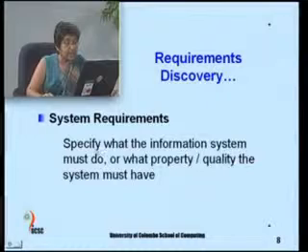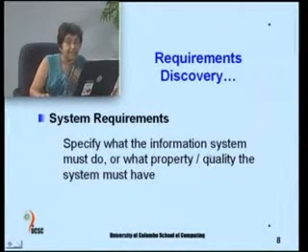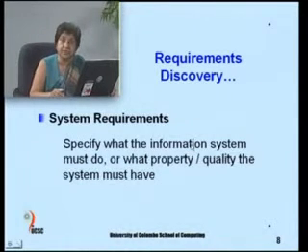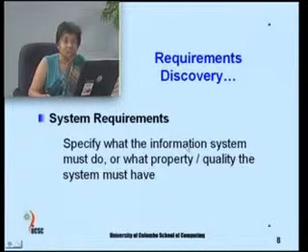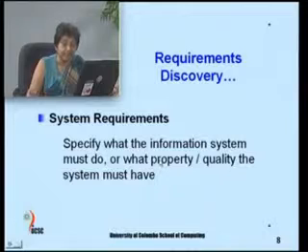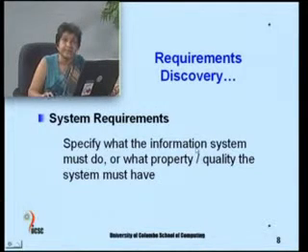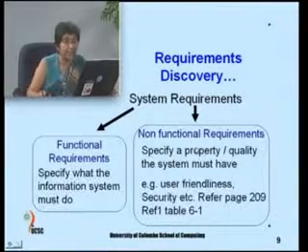So, the system requirements, what do they really do? They specify what the information system must do or what property or quality the system must have. The first thing is what this information system must do, that is of primary importance, because it must satisfy all those functionalities that are expected by the users. And also, in these expectations, there may be certain properties or qualities that the system must have. We will look at these things in a little detail.